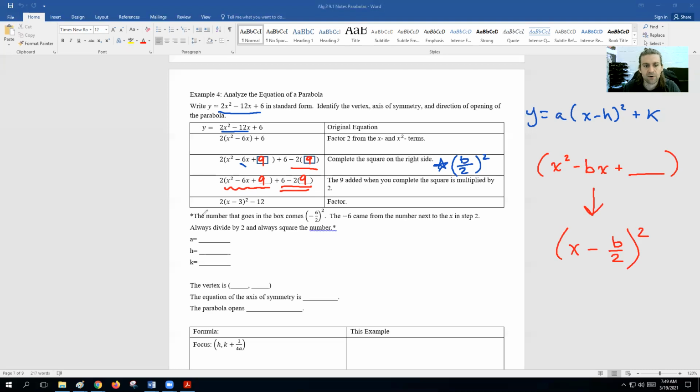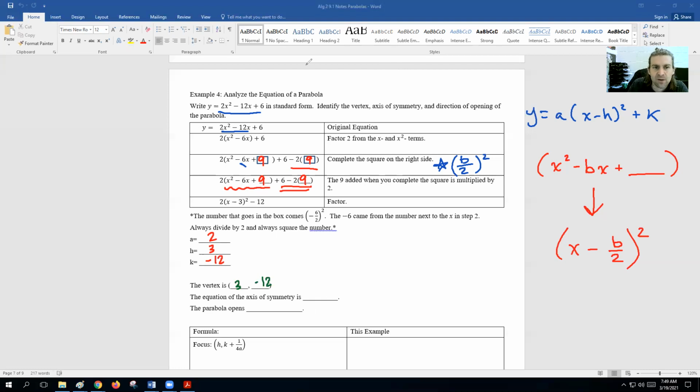Okay, so we can look at that problem and figure out that a is the number on the outside, so that's 2. h is the number on the inside, and since it's x minus h, that's 3. And our k is the number on the outside, so that's negative 12. So the vertex for this problem would be at (3, negative 12).